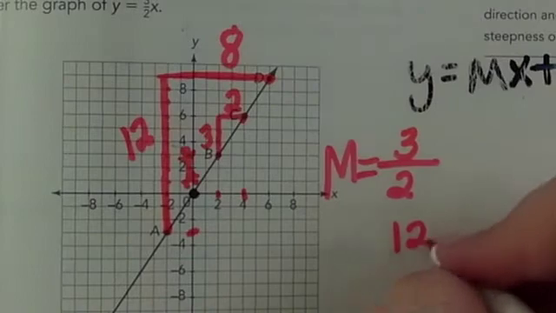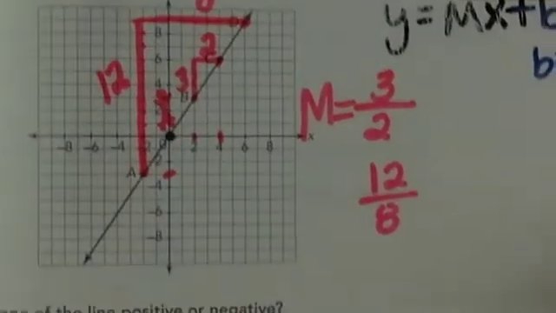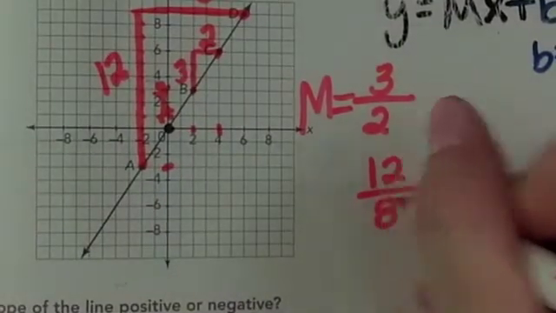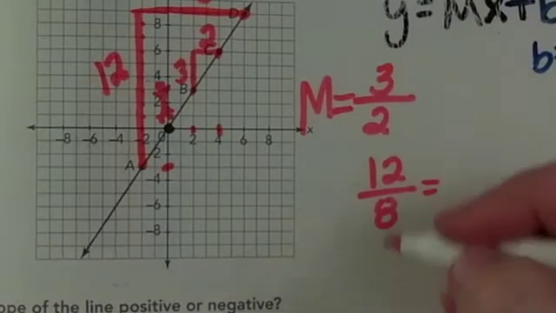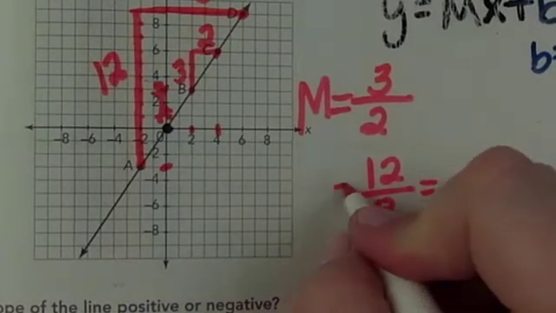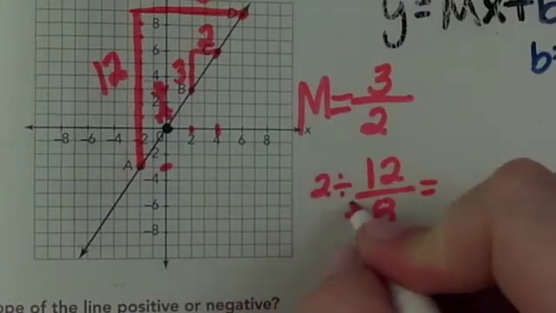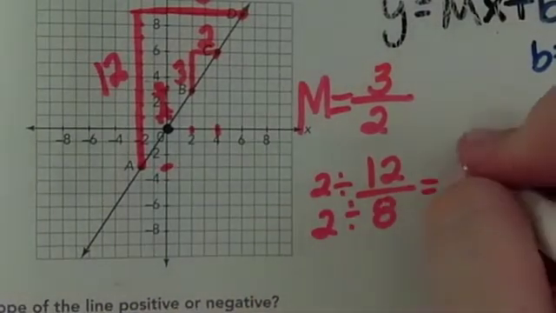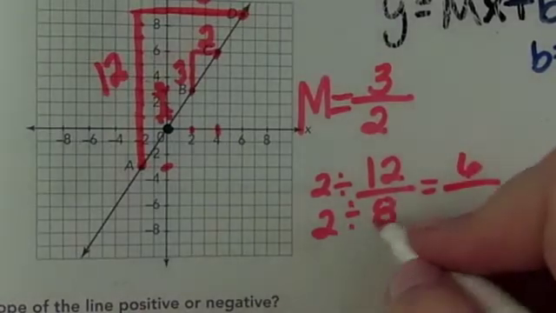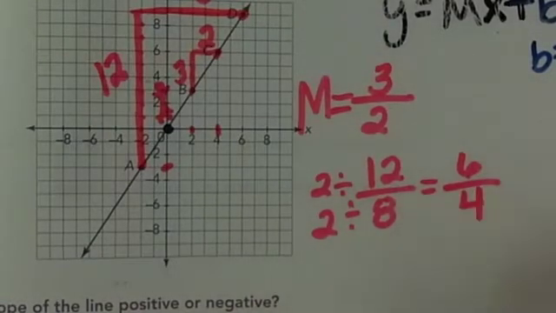So 12 over 8. Hopefully you remember how to reduce fractions. If you think about 12 and 8, what number goes into both of those? Well, 2 goes into both of them. So let's see if that reduces it enough. 12 divided by 2 is 6. 8 divided by 2 is 4.